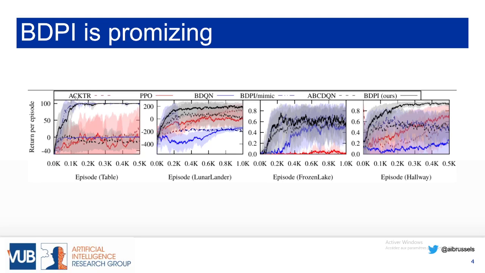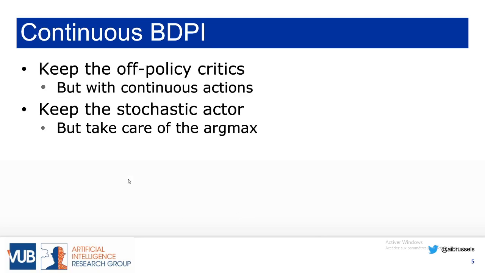The other algorithms, the actor critic, PPO, are well known. This is bootstrapped DQN, and those are variants of BDPI that show that both its actor and its critic are necessary, and this is BDPI that outperforms every other algorithm. It was done in a large variety of environments with different properties: high dimensionality, pixels, high stochasticity, and difficult exploration.